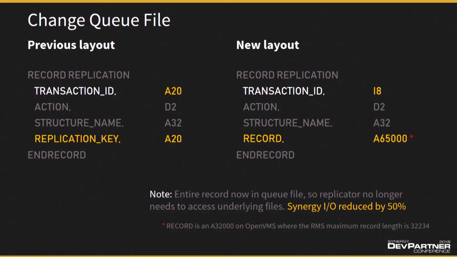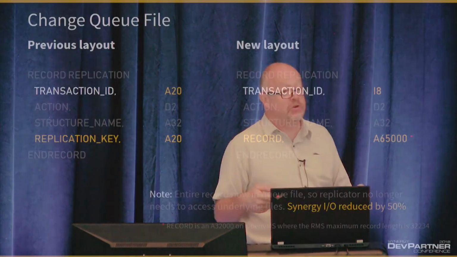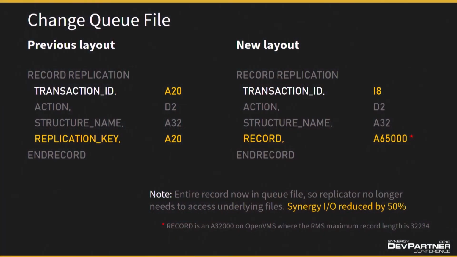The current queue file looks somewhat different. We now use an I8 auto sequence key in the file. We still have the action, we still have the structure name, but now instead of recording the key of the item that changed, we record the full record. The replicator used to have to read the transaction file or the change file and then go and reread the ISAM file to obtain the data. So by storing the full data, we've reduced the number of extra ISAM IOs from 2 to 1, basically. So we halve the amount of ISAM IO.